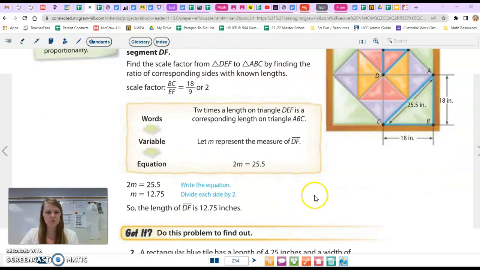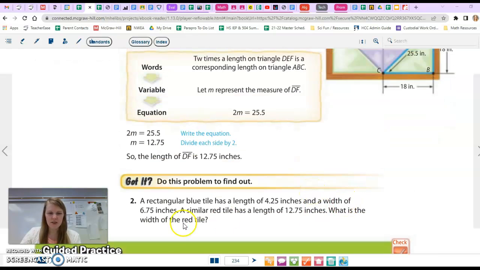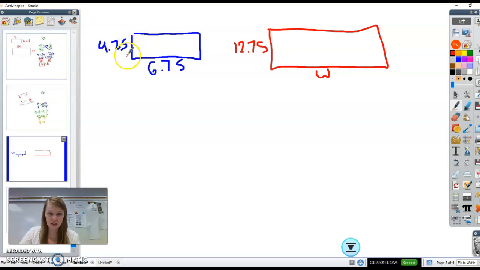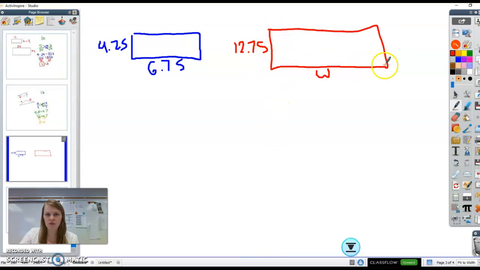Let's see if we can practice one similar to this. Okay, well, this one looks more like the last problem. Rectangular blue tile has a length of 4.25 and a width of 6.75. I'm going to draw that on my paper first. I'm seeing length of this, width of 6.75. Okay, and then I'm going to write down the red tile. Red tile has a length of 12.75 inches. What is the width? So length of this, width of this.